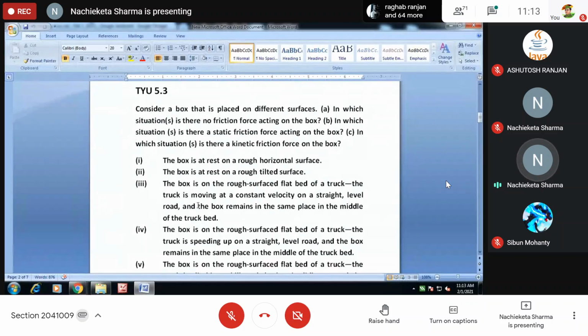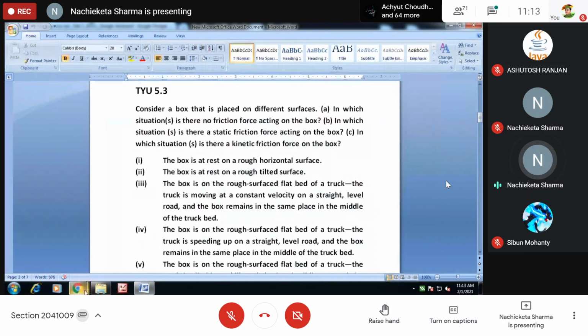Box is on the rough surfaced flat bed of a truck. So the box is placed on the back of the truck, that means on its flat bed, but friction is also there because it is a rough surface. But the truck is moving at a constant velocity on a straight road. So the direction is fixed, the speed is also fixed. And the box remains in the same place, in the middle of the truck bed. The box is also not moving, though the truck is moving.